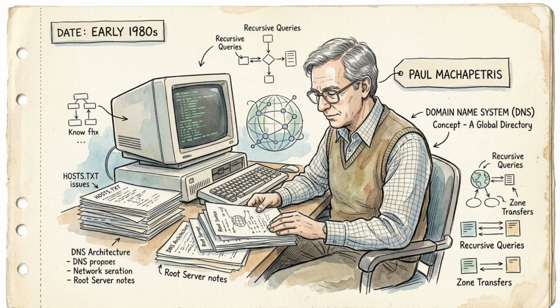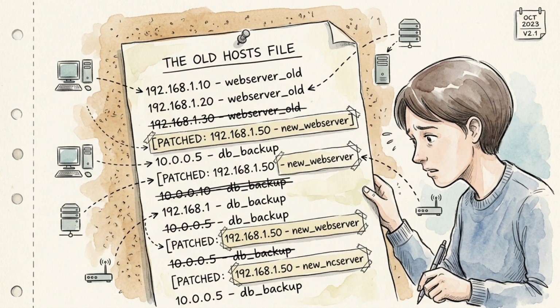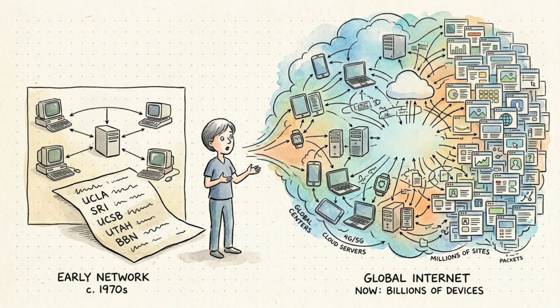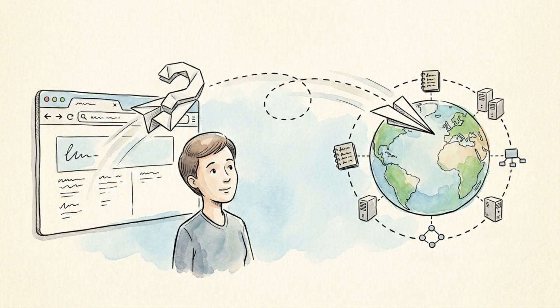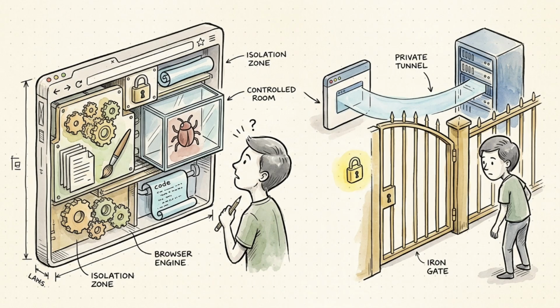That translation system was shaped in the early 1980s by Paul Mockapetris. DNS replaced a fragile older world where machines depended on shared host files, simple lists where each name pointed to a number. That worked when the internet was tiny. It does not work when billions of devices and websites are constantly changing. So before the page begins, your browser has already asked a global naming system a question. Where is this place? Then it opens a connection.